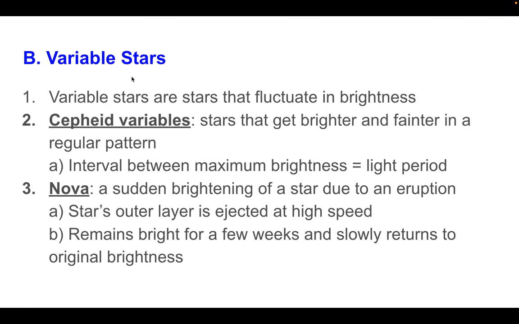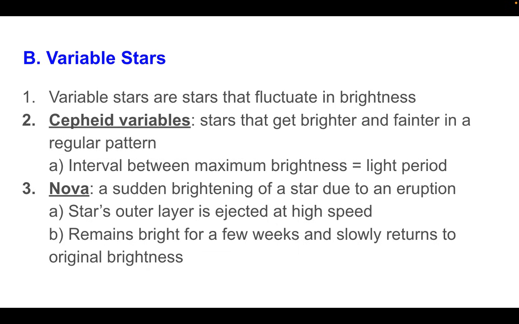Some other things in the nighttime sky are variable stars, and these are stars that fluctuate in their brightness. And I actually didn't know that this existed until I came across your textbook. And so they're called Cepheid variables, and that means that the stars get brighter and fainter in a regular pattern. And what they actually do is they fluctuate. They increase in size and then they shrink. And I don't know if it's because they're unstable, but I found an animation on the next slide that I'll show you.